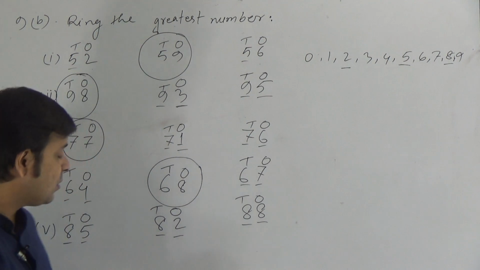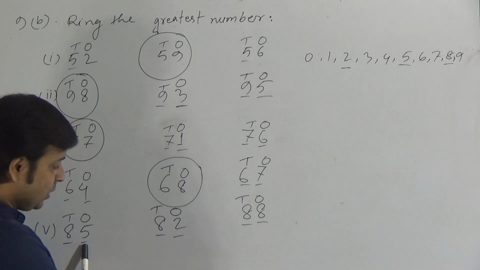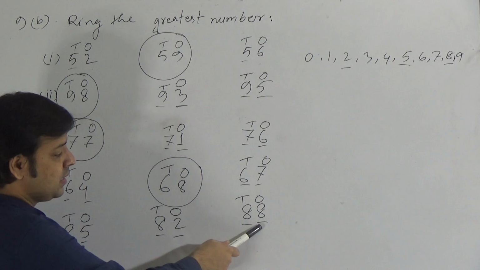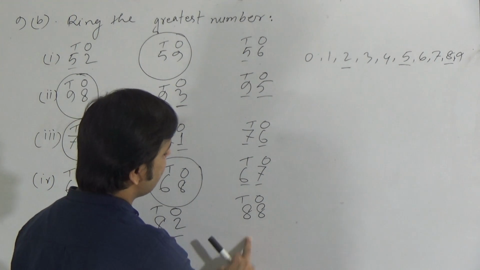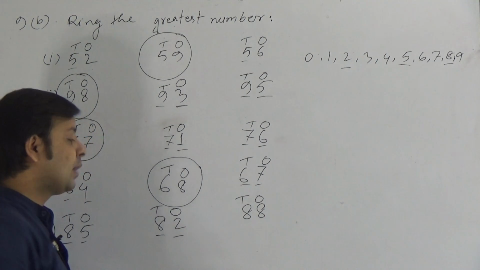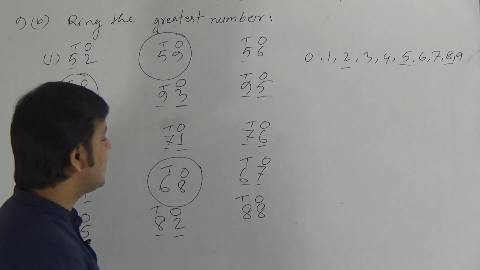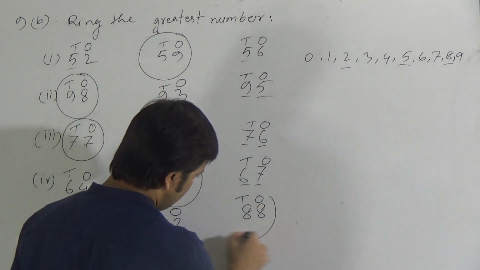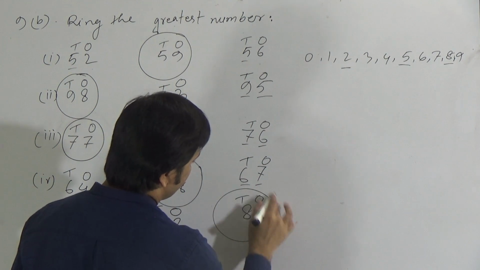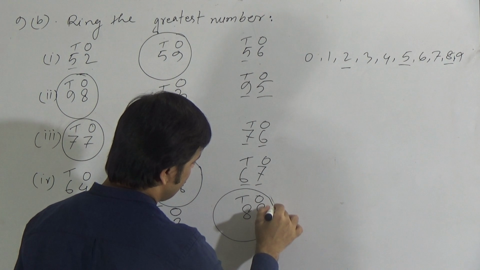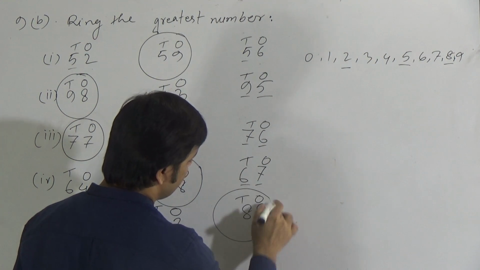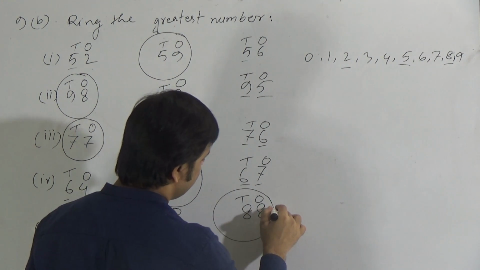Okay, dear students, now see. Here is 5 in the ones place, 2 is in the ones place, 8 is in the ones place. So the number containing 8 in the ones place is the greatest number. Okay, dear students, so 88 is the greatest one. So use a circle or use a ring on this number. Okay, dear students, I hope this is our required answer and you have understood our today's lecture.